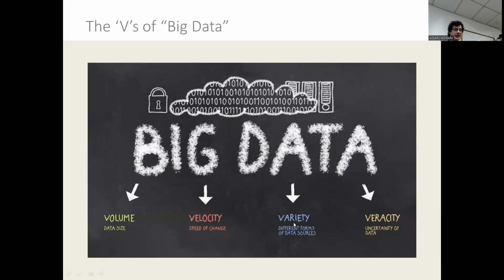Variety, which means that you have to deal with data from multiple sources. It could be comments, it could be images, it could be video, it could be structured data, semi-structured data. And veracity, which speaks about the truth of the data. You have data that might not be reliable. You have data that you might not have high confidence in.